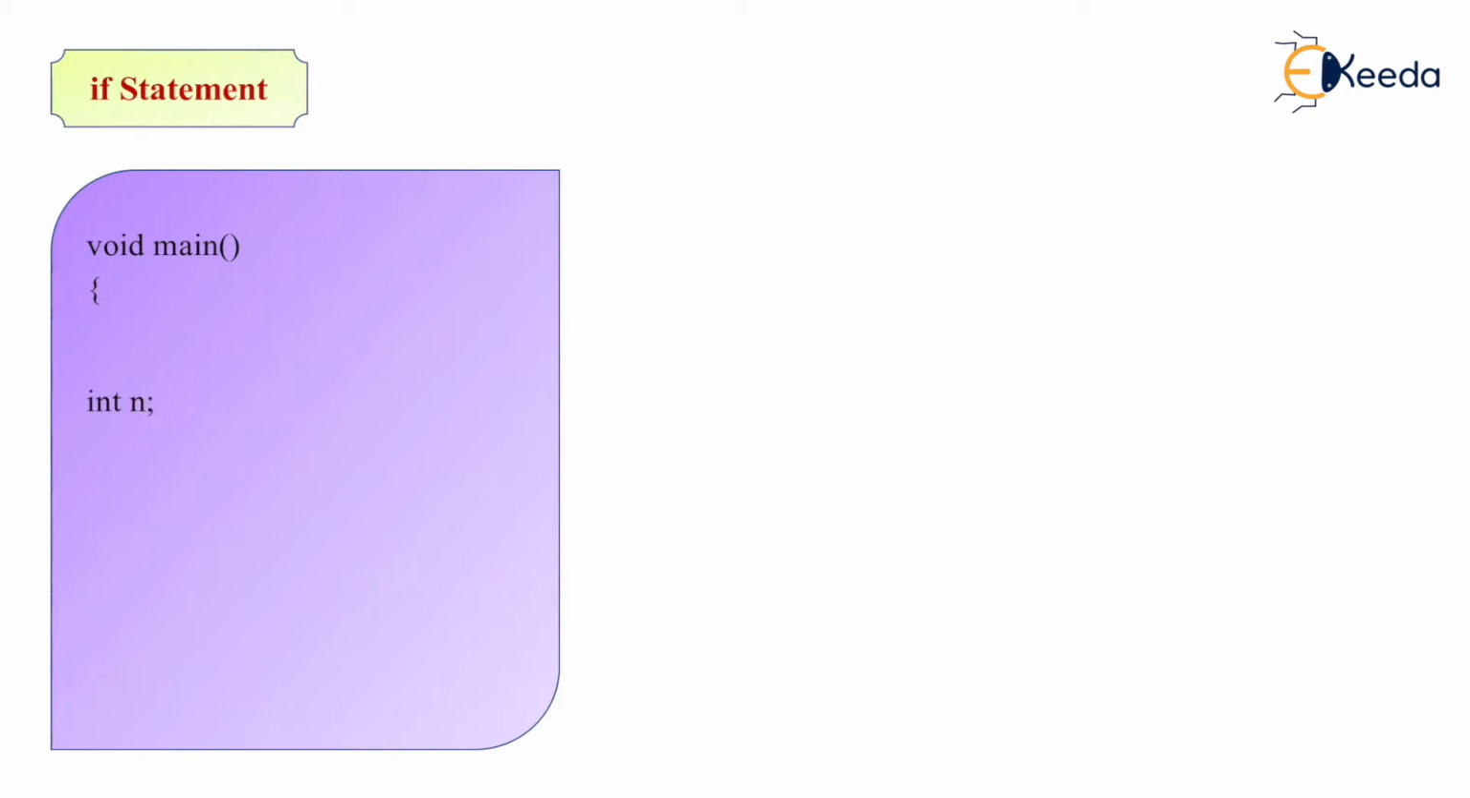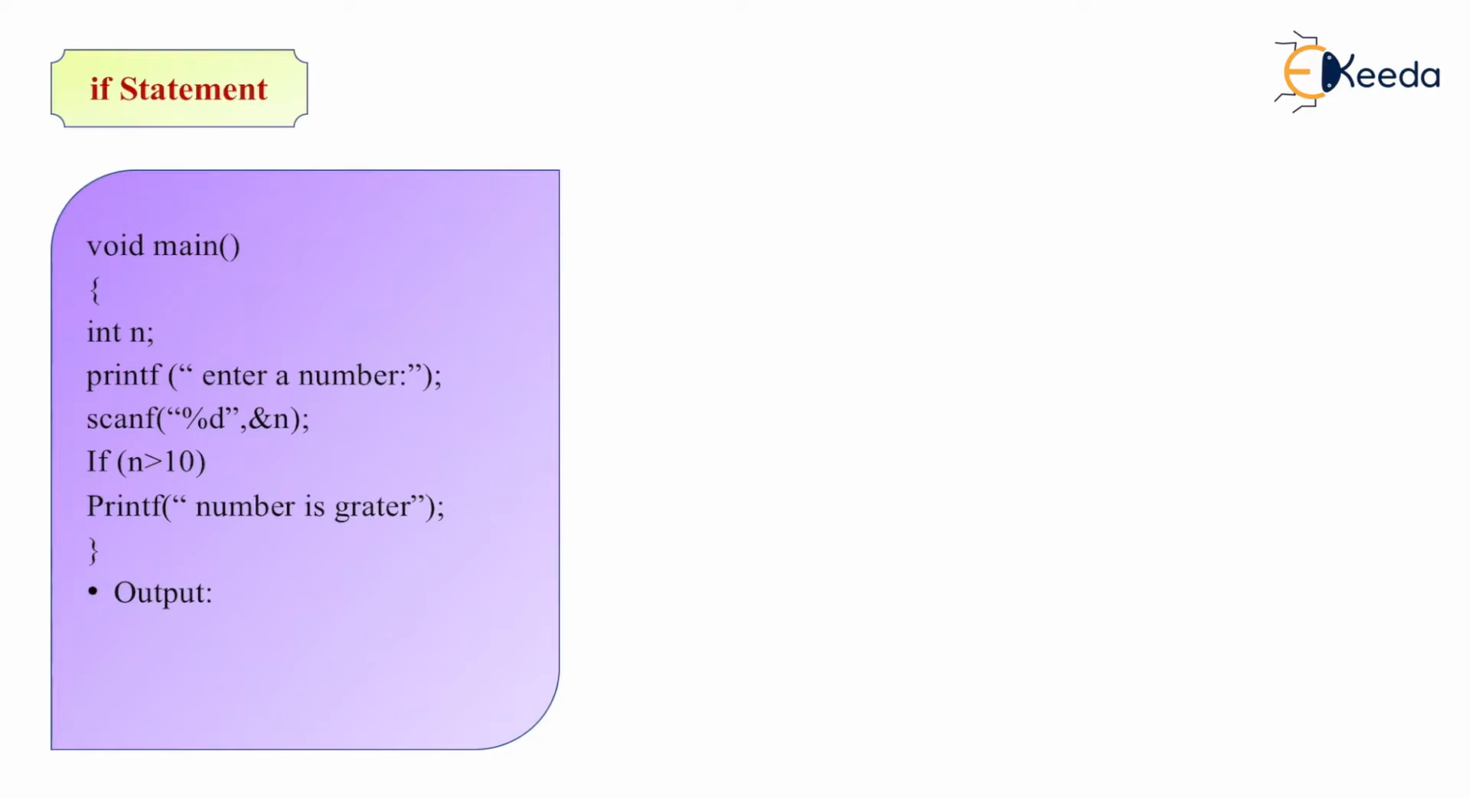For example: void main, int n, printf "enter a number". So I'm taking one variable n, and with the help of the printf statement we are saying enter a number. The user should enter some number value. So in the output you will first get "enter a number". Consider you have entered the number 12. This 12 value will get stored in variable n.